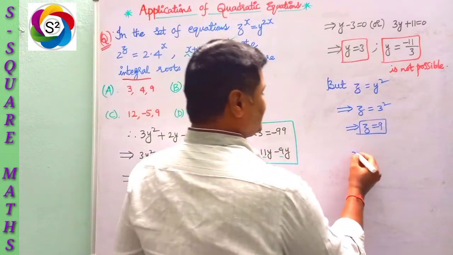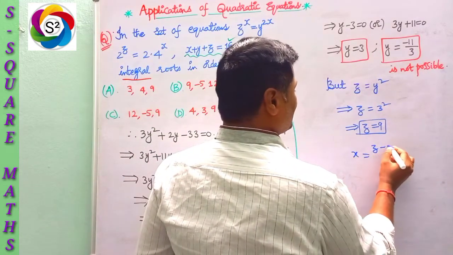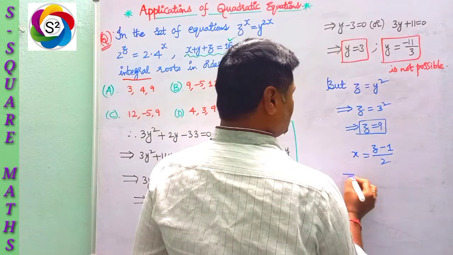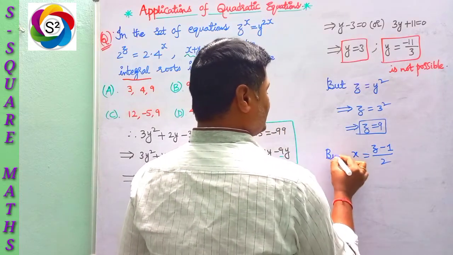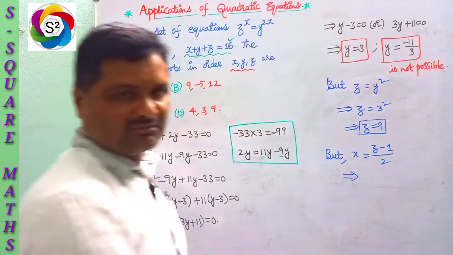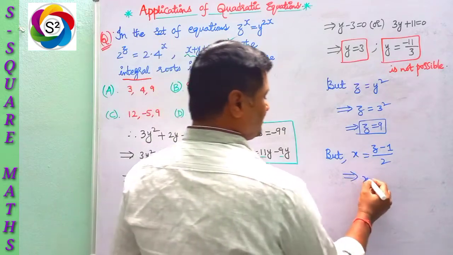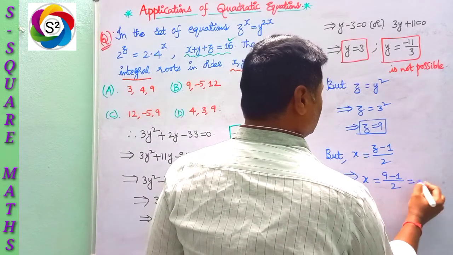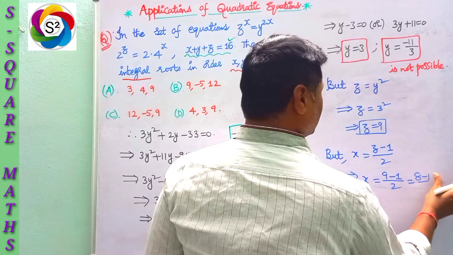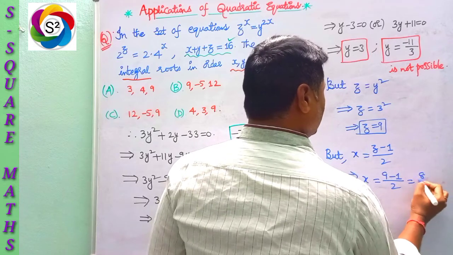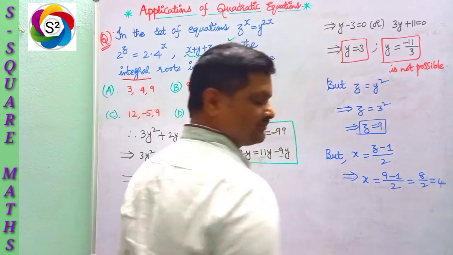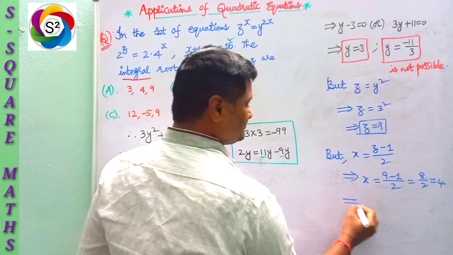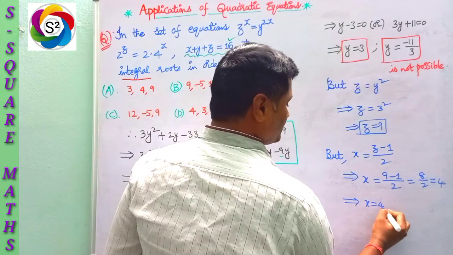And x, we have x is equal to z minus 1 by 2. So x is equal to 9 minus 1 by 2, that is 8 by 2, which gives you 4. So this implies now x is equal to 4.